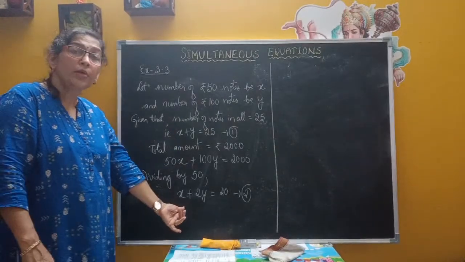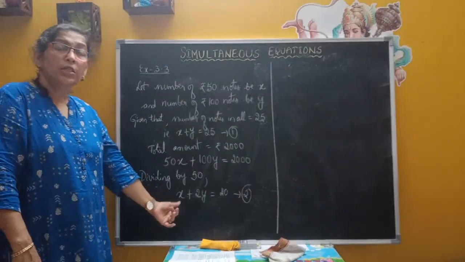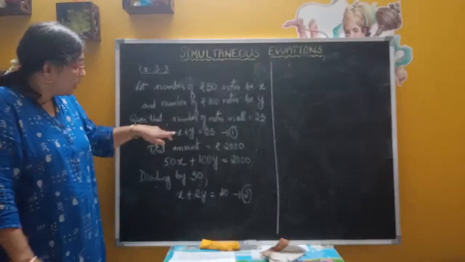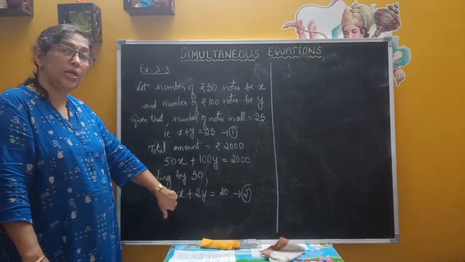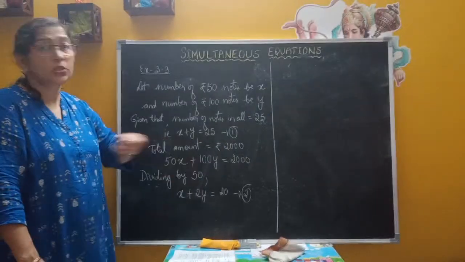By which action should it be done? Which fundamental operation? Here plus 6, here also plus 6. So the sign of one term has to be changed. So what should be done? Subtraction should be done. Okay.